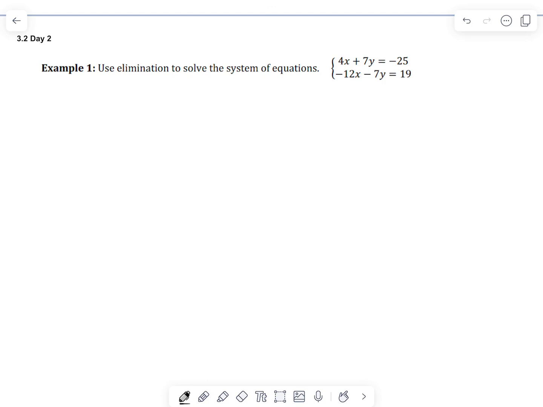So what we have is a linear system, and we want to find out what the solution is. When you do these, you want to make sure that the system is set up as such, where you have your x, your y, and then your constant off to the right. And what we're going to do is go ahead and add these two equations together, and we're going to hope that one of the variables cancels out.